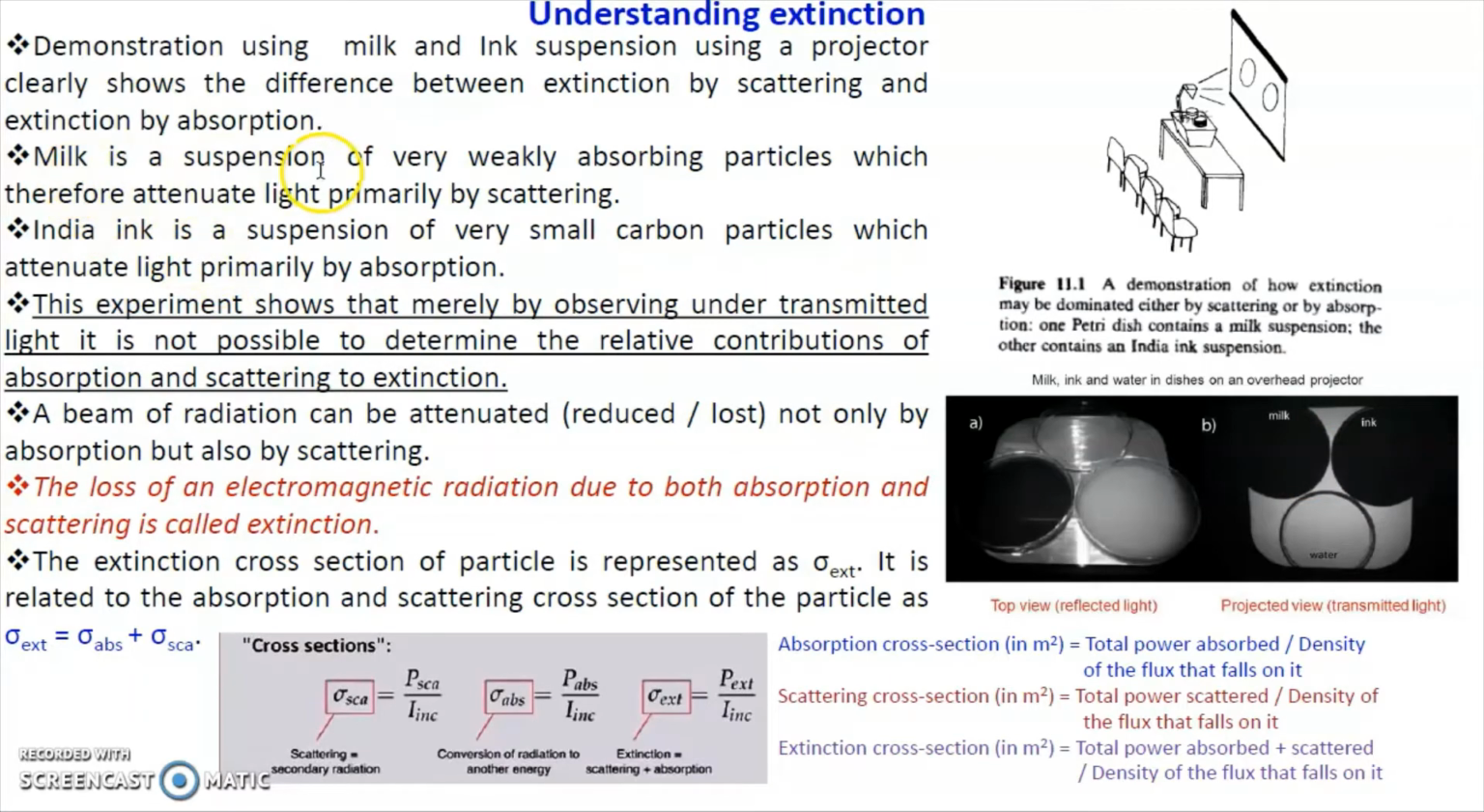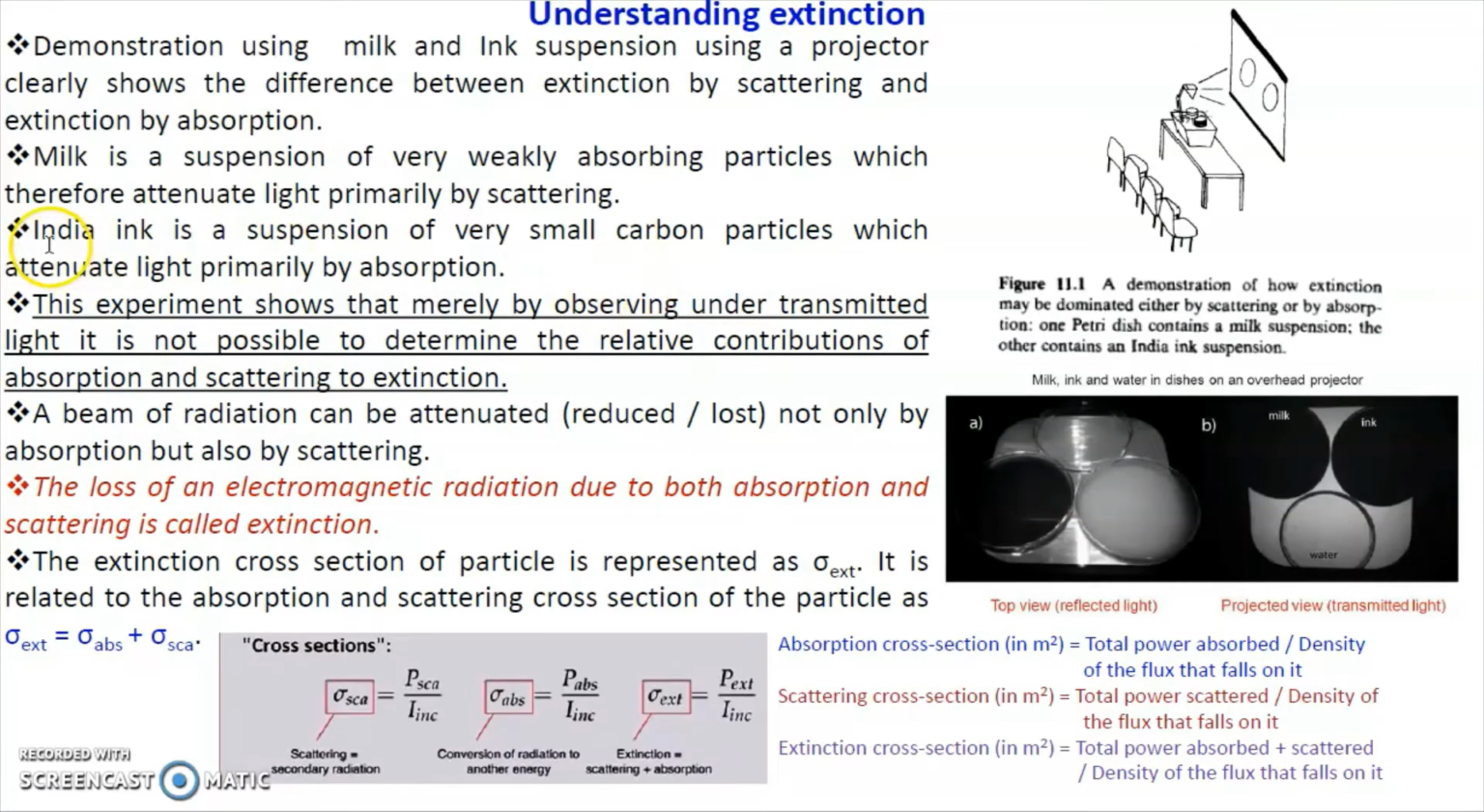The milk is a suspension of very weakly absorbing particles. Because there is nothing to absorb, they are weakly absorbing particles, and milk is nothing but a suspension of these particles, which therefore attenuate light primarily by scattering. So when you see the milk from the top side, in the reflected light, the light gets scattered, and what you see is that the milk is white.